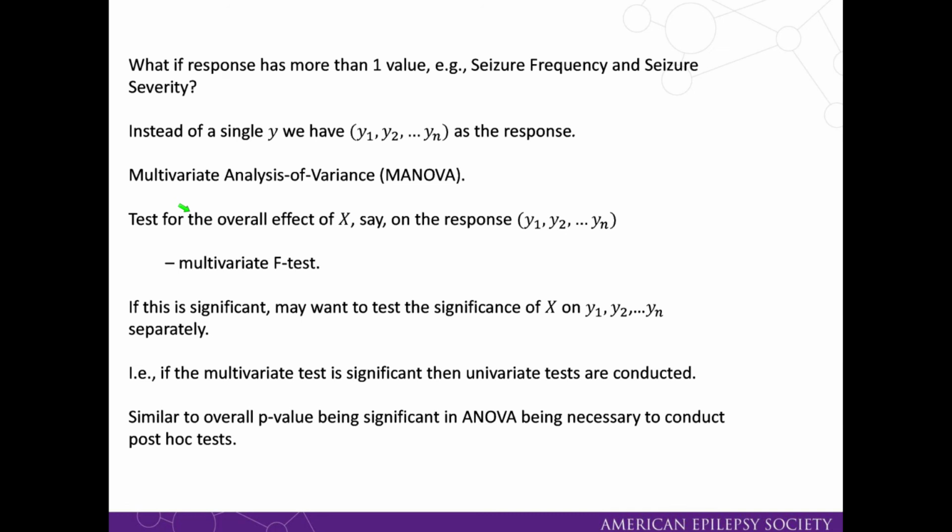We can test for the overall effect of x, say, on these responses, and that's a multivariate F-test. If this is significant, then we may want to test for the significance of x on the individual y's, or the y1 through yn separately. In other words, if the multivariate test is significant, then the univariate tests are conducted. This is similar, if you think about it, to the overall p-value being significant and an ANOVA being necessary to conduct post-hoc tests. So you may see MANOVA. It's usually, in my experience, very often in social science settings. You may hear terms like repeated measures come up, but we don't really look at them in a MANOVA setting anymore.